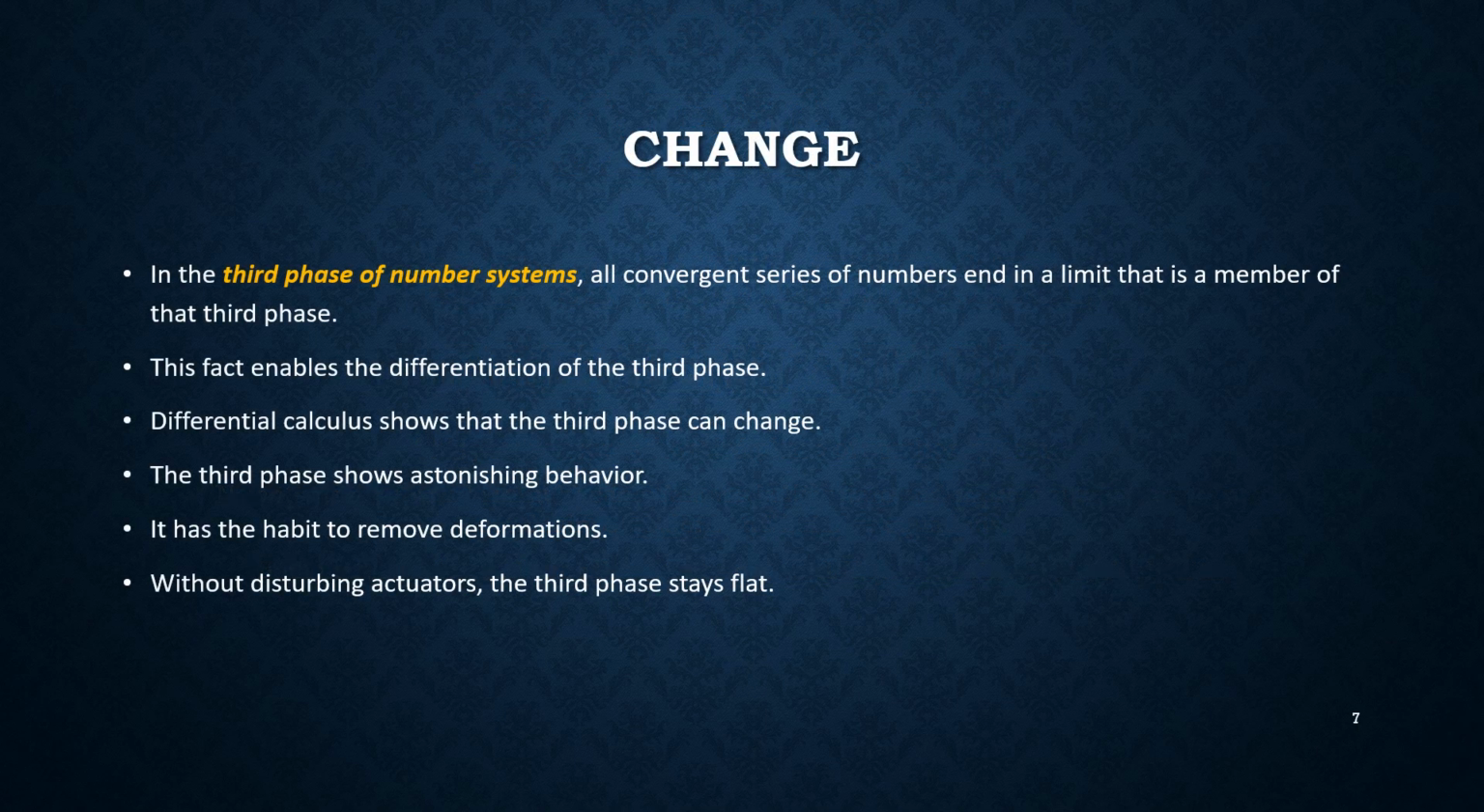In the third phase of number systems, all convergent series of numbers end in a limit that is a member of that third phase. This fact enables the differentiation of the third phase. Differential calculus shows that the third phase can change. The third phase shows astonishing behavior. It has the habit to remove deformations. Without disturbing actuators, the third phase stays flat.